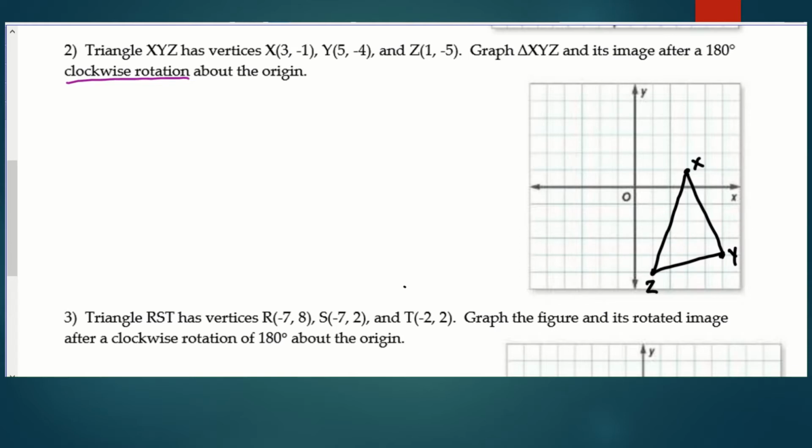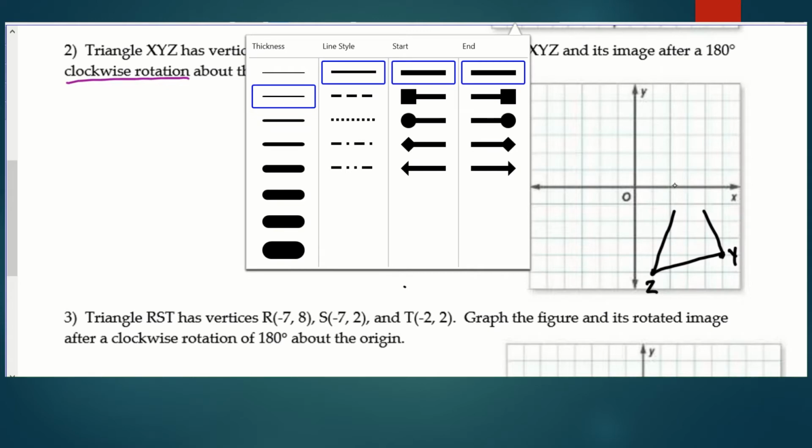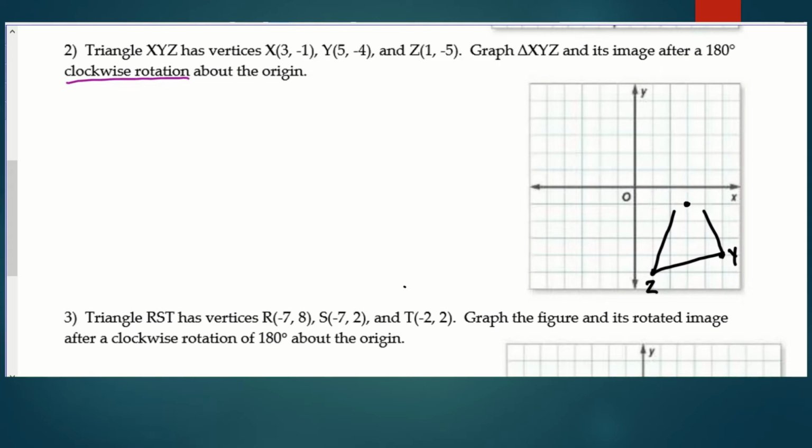I graphed a point wrong. I went 3, 1, not 3, -1. Hang on, let's fix this. Was anybody else yelling at me through the screen? All right. Okay. 1, 2, 3, -1. There we go. Here's X. And let's adjust our lines as well.